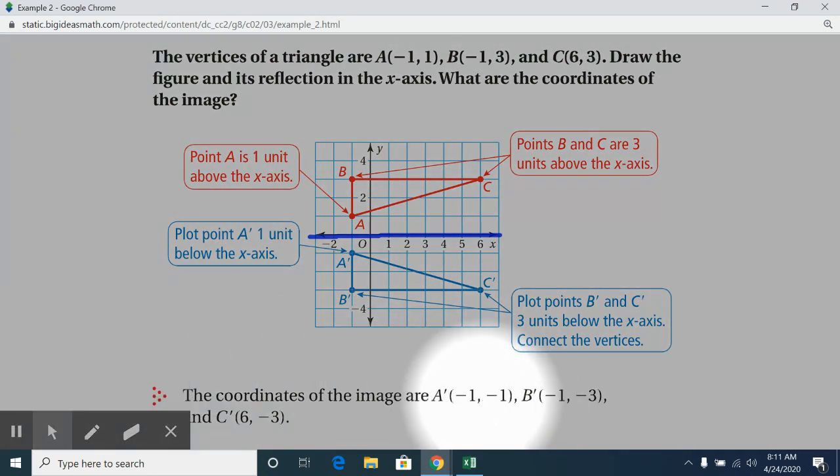A prime is now -1, -1. They changed y to its opposite. B prime is -1, -3. They changed y to its opposite. And C prime is 6, -3. They changed the y value to its opposite. All right, that's all we do.